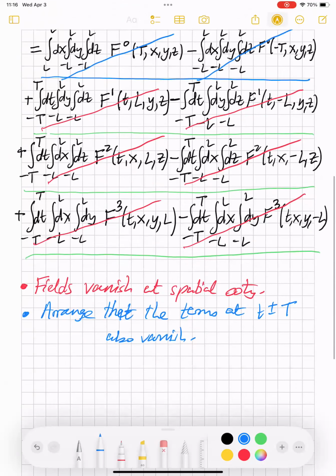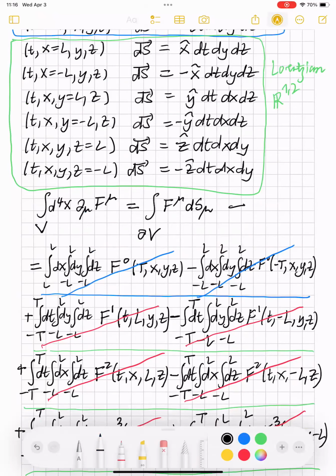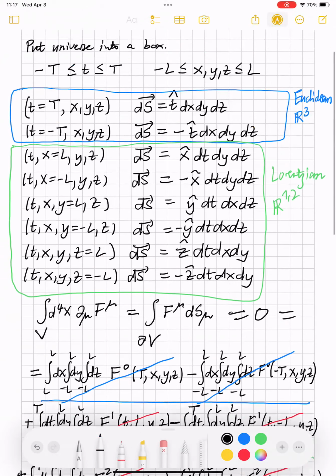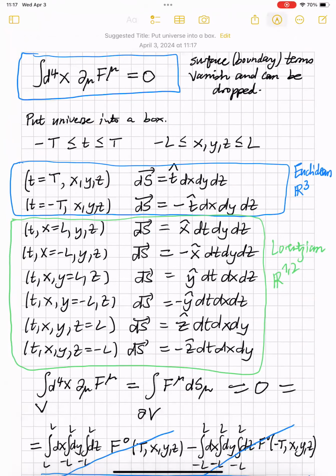So that at the end of the day, our conclusion is indeed that this integral vanishes. And that's what we wanted to prove. We wanted to show that the surface or boundary terms vanish and can be dropped. I'll often be dropping the surface terms, the boundary terms. When I do that, my justification is precisely what we have discussed here. Good. So now we can move on to deriving the Euler-Lagrange equations themselves.